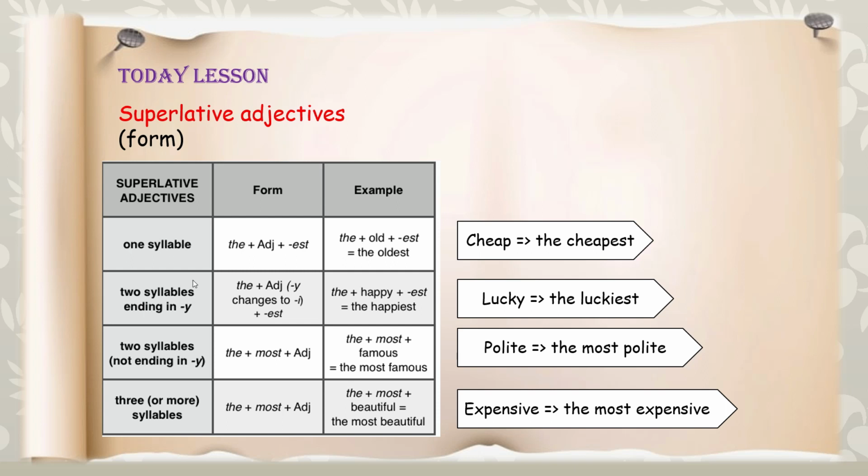Now please move on to the two-syllable adjectives ending in y. We change y to iest, and the example is the word happy, which ends with the letter y. So we change y to i and add est. It becomes the happiest. The word lucky also ends in y, so we change y to i and add est. It becomes the luckiest.